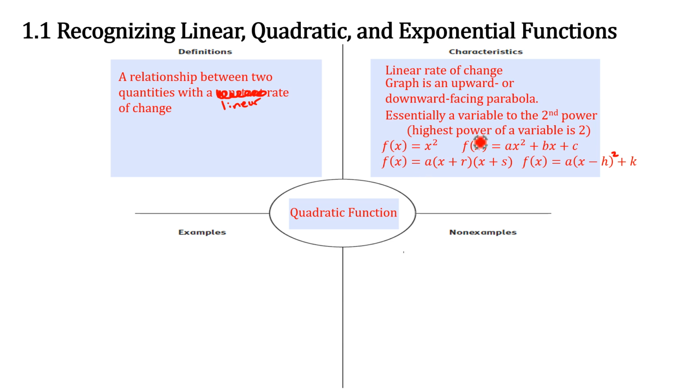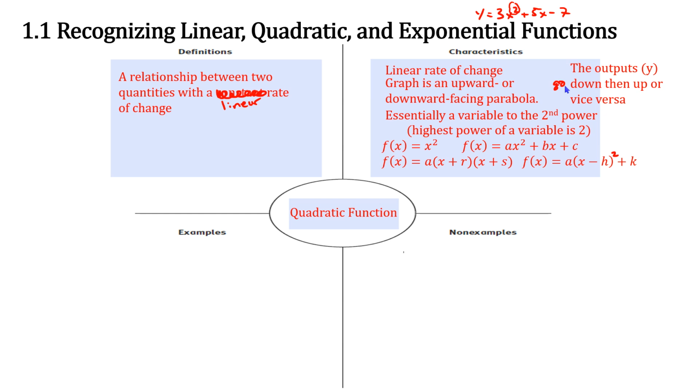Those are all examples. Notice here, you can have y equals 3x squared plus 5x minus 7. As long as the highest power of a variable is 2, it's a quadratic. The outputs go down, then up, or vice versa. Should have edited this a little better before I did the video, but here we are.